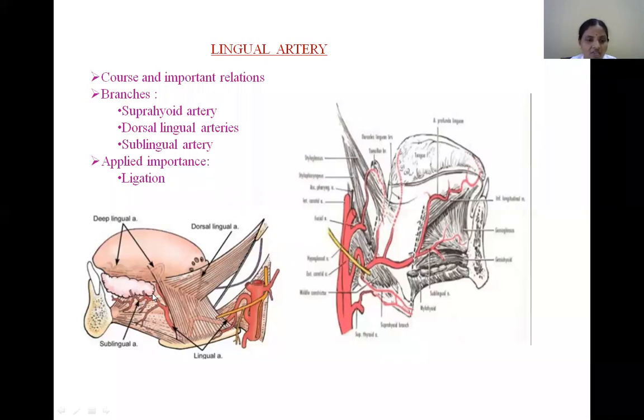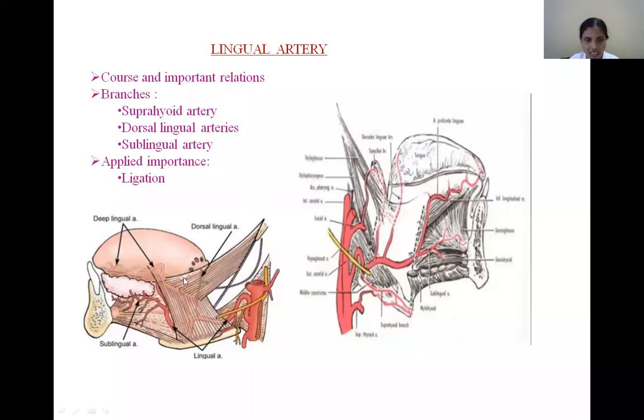Then after giving off this branch, it passes along the undersurface of the tongue, on either side of the frenulum linguae, to the tip of the tongue. So at the tip, what happens? It anastomoses with the fellow of the opposite side, which establishes a collateral circulation. So this is the course of the lingual artery.